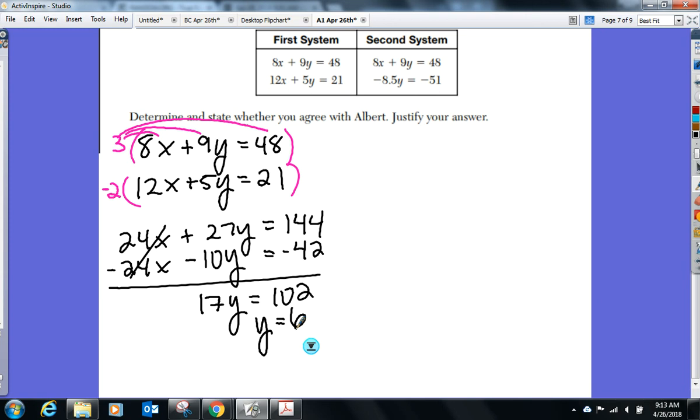Find the x value, right? So store it, plug it in, however you want to do it right now. Take 6, plug it in for y right now, and solve for x. Go ahead. I'm waiting. Take 6, plug it in for y, solve for x. And then we'll get to the other two, the second system. So if y equals 6, plug it back into one of the two originals and solve for x.